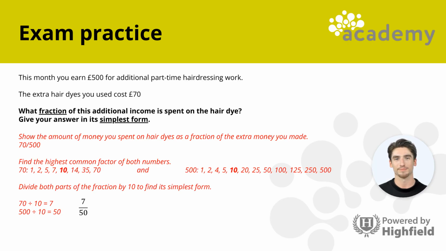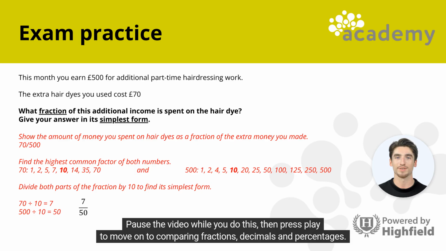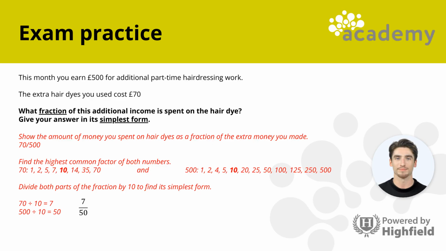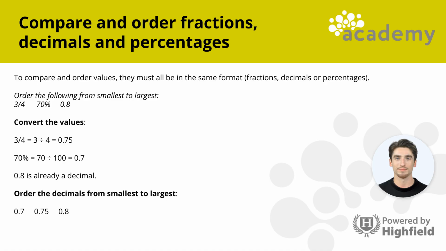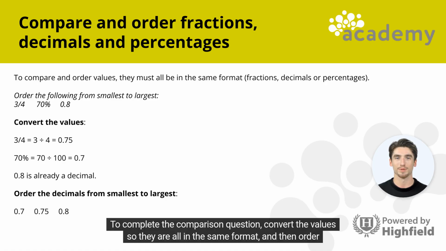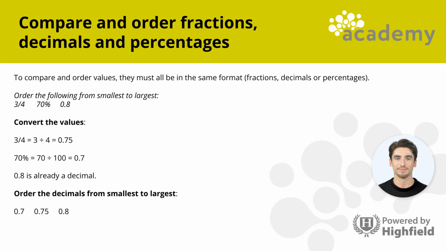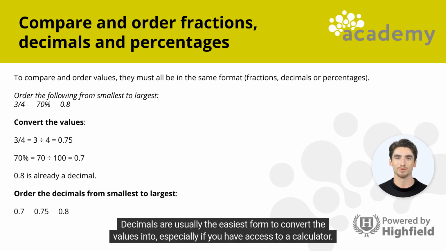Let's check the answer. Pause the video while you do this, then press play to move on to comparing fractions, decimals, and percentages. To compare and order values, they must all be in the same format. This means they must all be fractions, decimals, or percentages. To complete the comparison question, convert the values so they are all in the same format and then order them. Decimals are usually the easiest form to convert the values into, especially if you have access to a calculator.